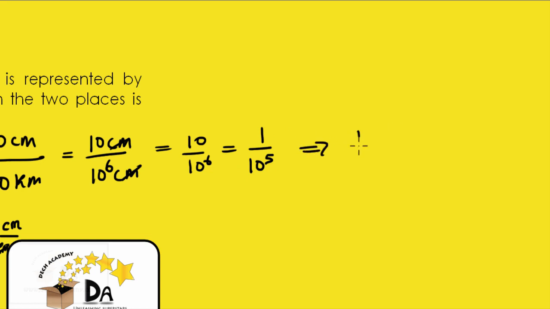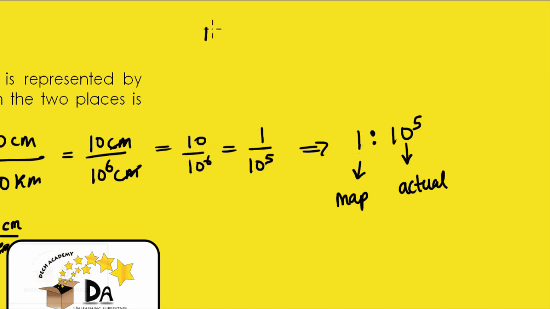And that means the scale uses 1 to 10 to the 5. So 1 unit on the map represents 10 to the 5 units in real life. So 1 centimeter on the map represents 10 to the 5 centimeters in real life. 1 meter on the map represents 10 to the 5 meters in real life. If you're wondering how I got from 10 over 10 to the 6 to 1 over 10 to the 5, I just divided the numerator and denominator by 10.